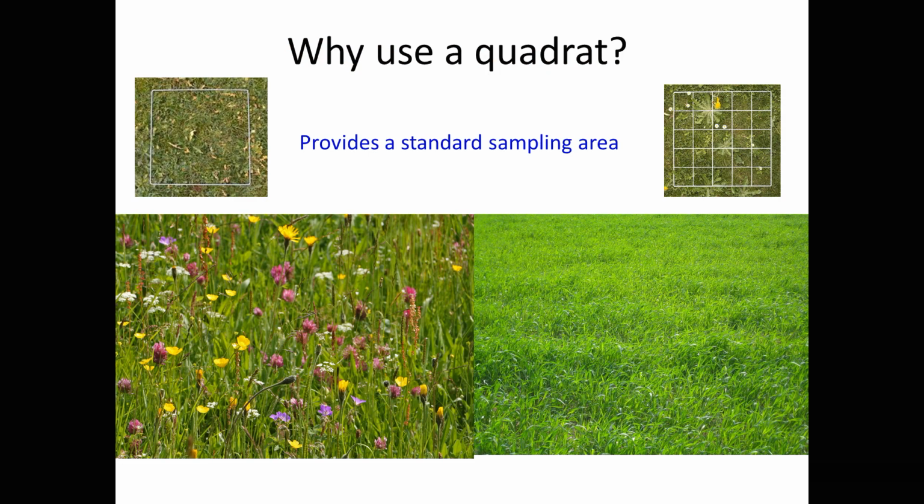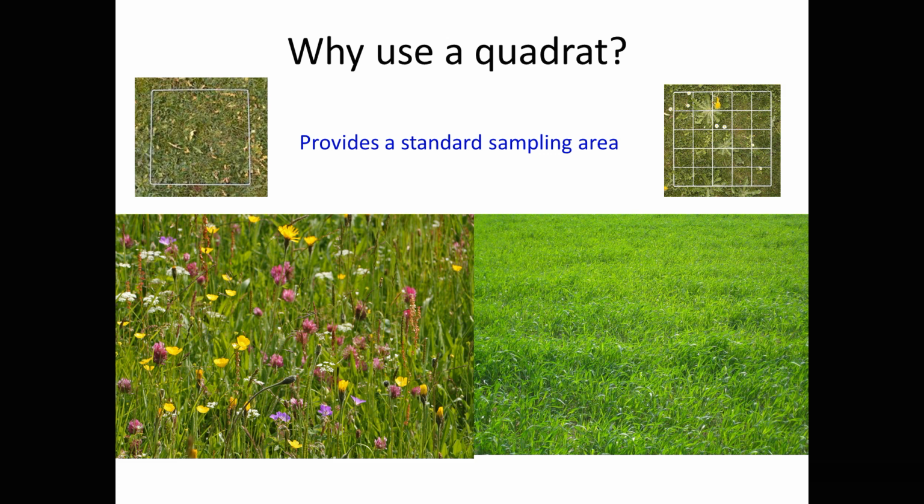And so starting with the basics, I guess, is, why ever would you use a quadrat to sample, for example, that hay meadow versus that silage field? Well, it just provides a standard sampling area. If you want to compare the number of species, then obviously you want to be sampling the same area. And a quadrat doesn't have to be square. It can be circular, it can be any shape as long as it's a standard area.